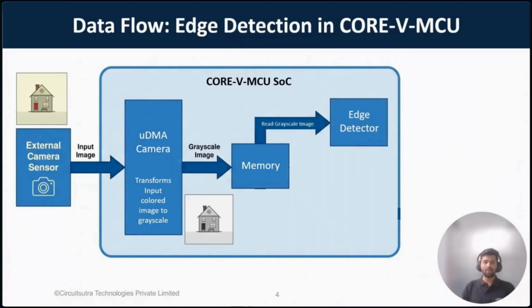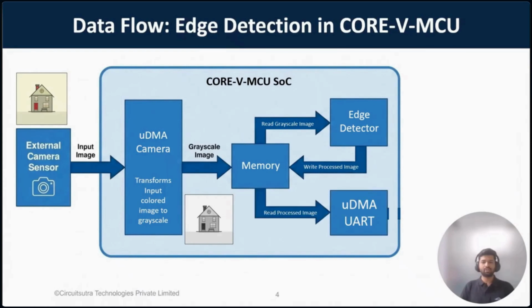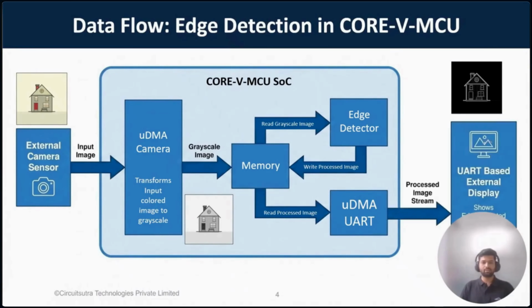As discussed, the IP autonomously reads the grayscale image from the eFPG memory, performs the processing, and writes the final edge detected image data back to the eFPG memory before issuing its own completion interrupt. In the final stage, the firmware configures the microDMA UART module to fetch this processed data and transmit it to an external display. The display then receives the stream, allowing us to visualize or store the result as an image file.